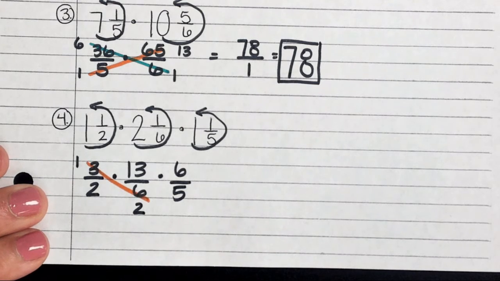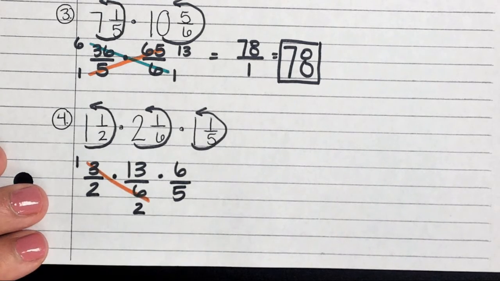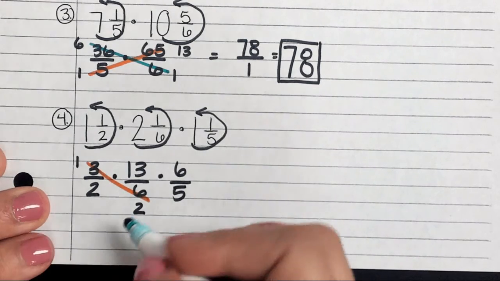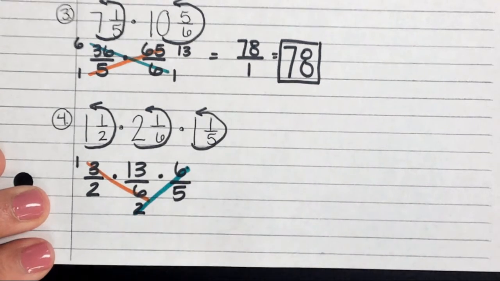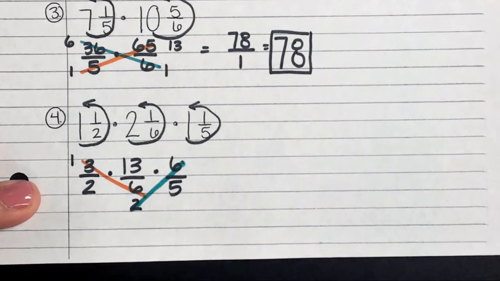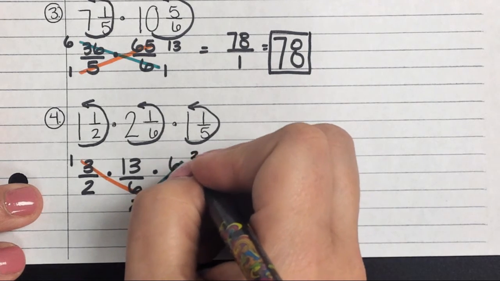Now here's the tricky part. You cannot reuse this 6. We've already used it. We've already cross-canceled. So I can't reuse it. But I could use the 2. So I could cross-cancel 2 and 6. That's why I like to mark mine out. That way I know I've already used them. 2 will go into 2 1 time. 2 goes into 6 3 times.